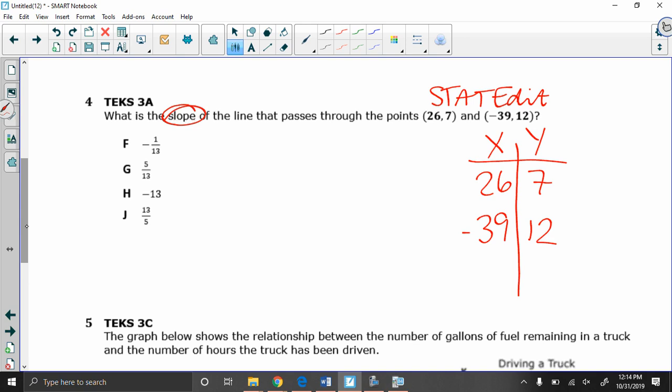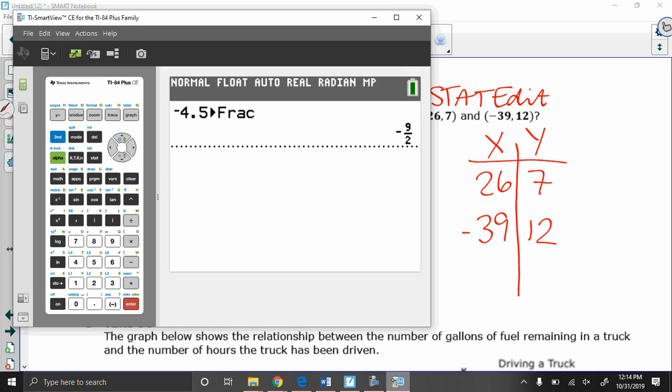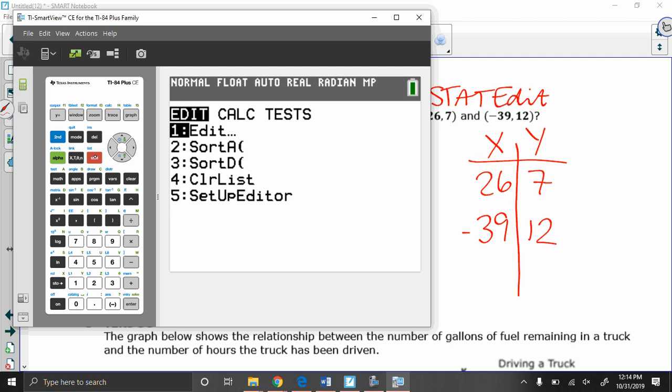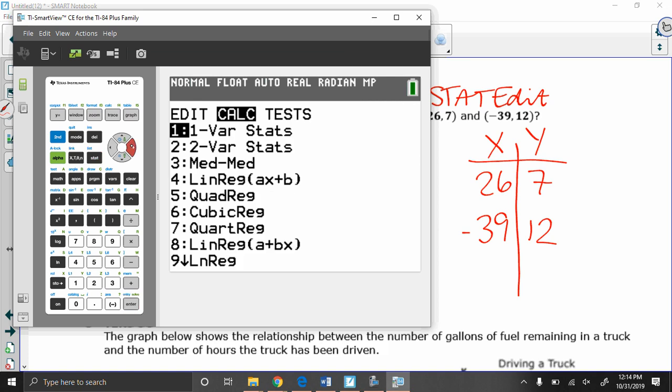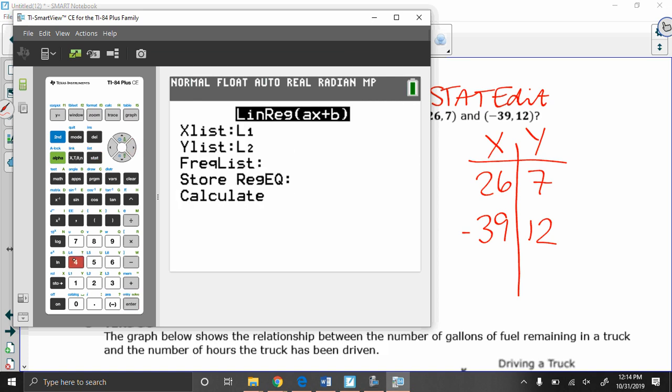Alright, so I have my numbers put into a table, and I go back to my calculator, press Stat, Edit, and to clear out the column, you're going to highlight L1 or L2, press Clear, then Enter. And do the same thing for the other one. Now that it's cleared, we can put in the numbers, so we have 26 and negative 39, and then 7 and 12. Press Stat, Calc, number 4, enter 5 times.